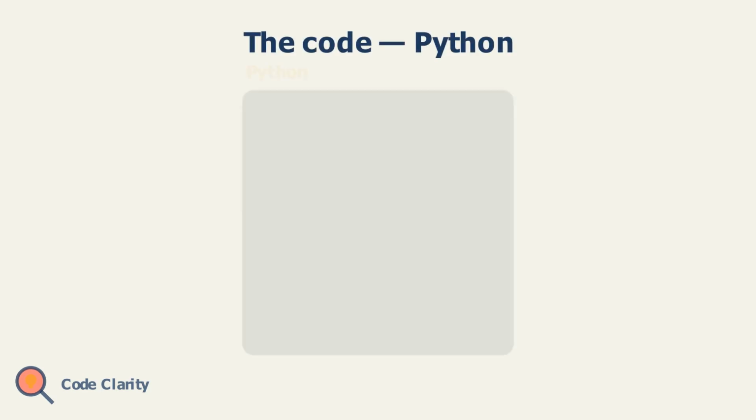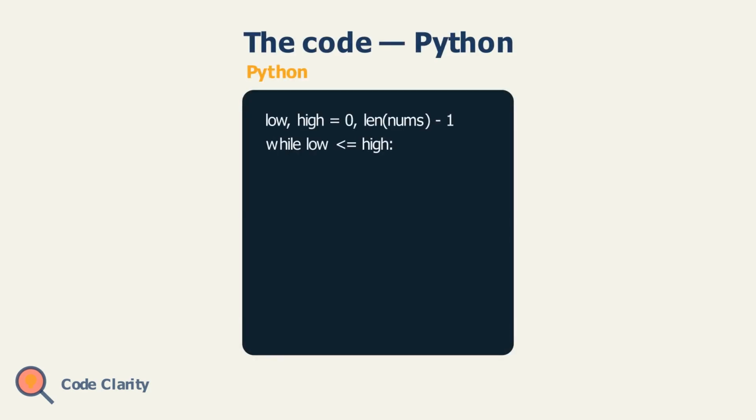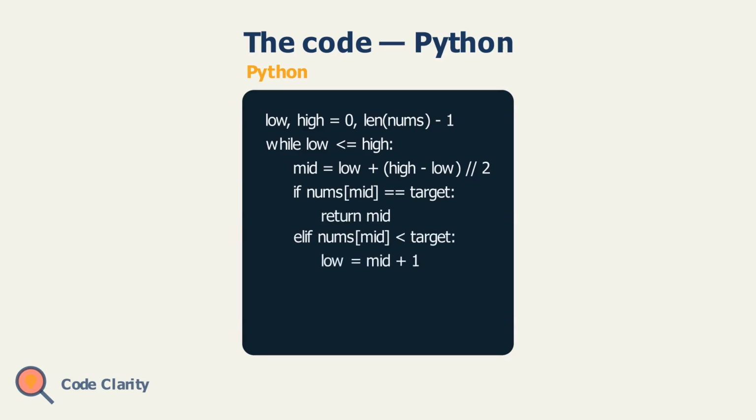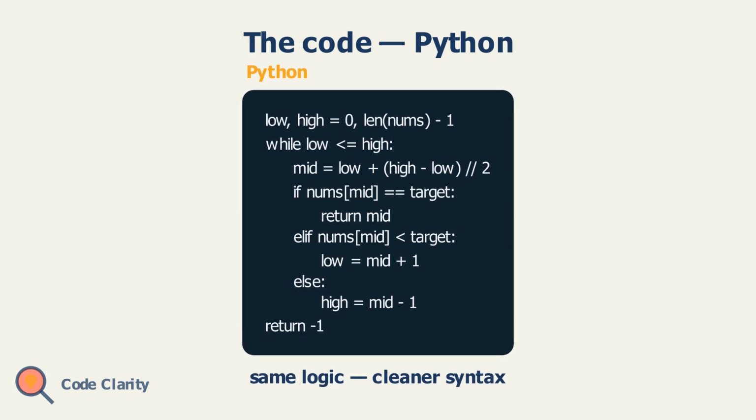Python is nearly identical. Same 3 markers, same logic, just cleaner syntax. Low, high, while low is less than or equal to high, compute mid, compare, and shrink the range. Understand one and you understand both. Copy either one. They're complete working functions you can drop straight into a problem.